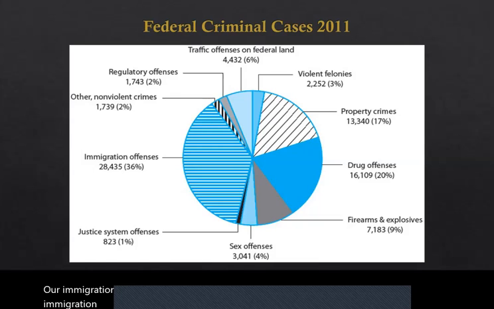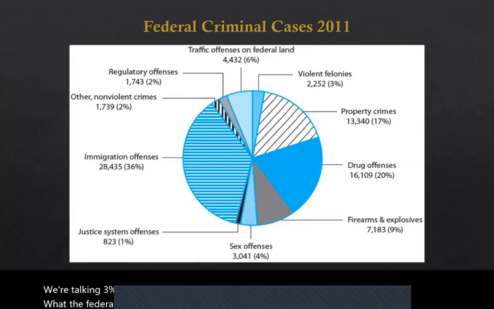Followed fairly closely by drug offenses, and that's 20%. So 56% of what we do in federal court is immigration offenses and drug offenses, and if you want to go up to close to 70%, property crimes. So not really anything violent. Violent offenses are only 3% of what the federal courts deal with.